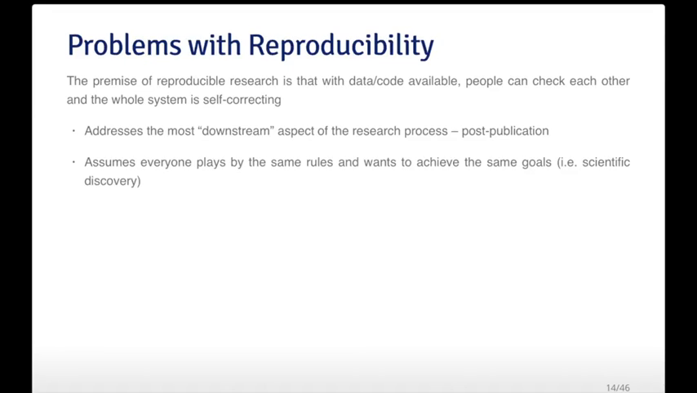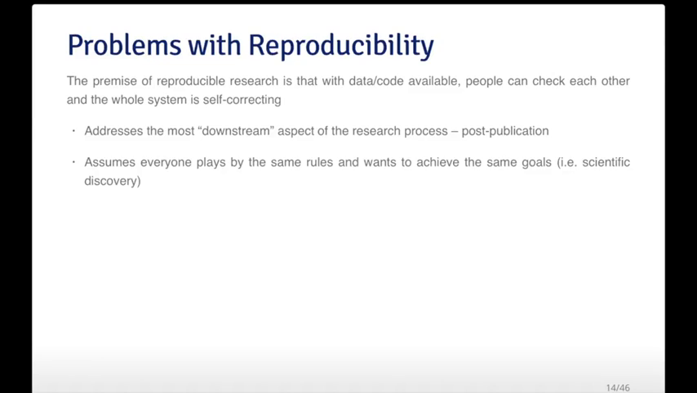So some of the problems I have with reproducibility are these. The premise of reproducible research is that, with all the data and all the code available, people can check each other, you can validate someone else's analysis, and the whole system can be self-correcting in the long run, right? One problem, which I don't say here, is that the long run sometimes is too long.